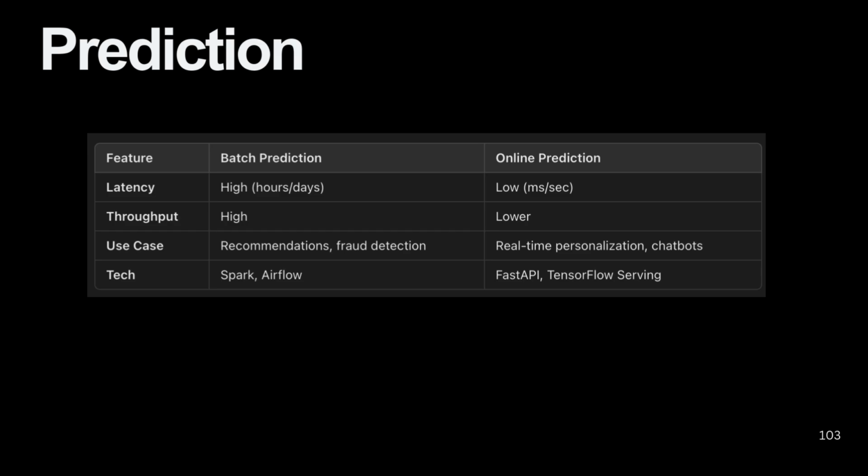Let's talk about predictions. There are batch predictions or online predictions. Latency could be high, like hours or days, or low, like milliseconds. So it just depends on your use case. If you're using an online prediction that is real time, then you need serving which has very low latency. You can use TensorFlow Serving, FastAPI, SageMaker endpoints, or cloud providers' REST APIs. But if you're using batch inferencing, then Spark or Airflow is going to do your job.